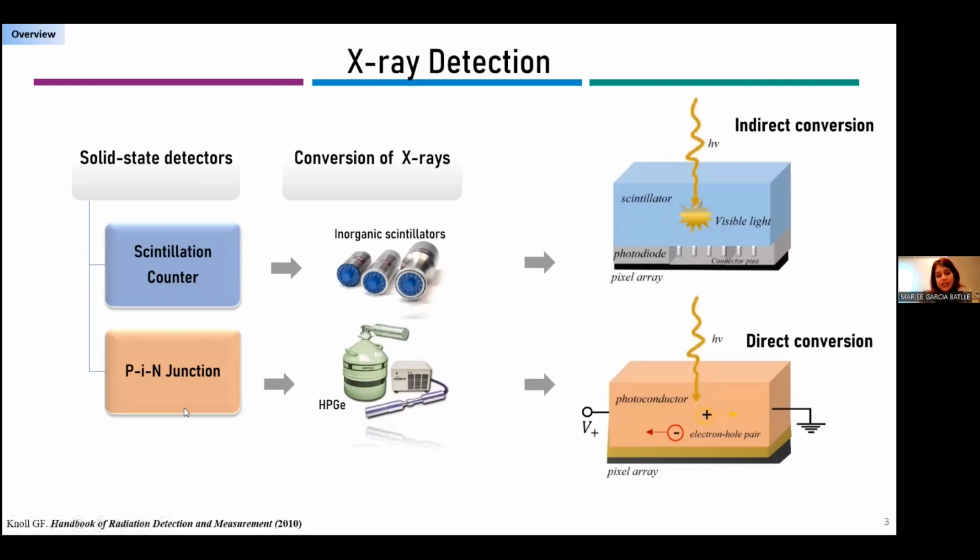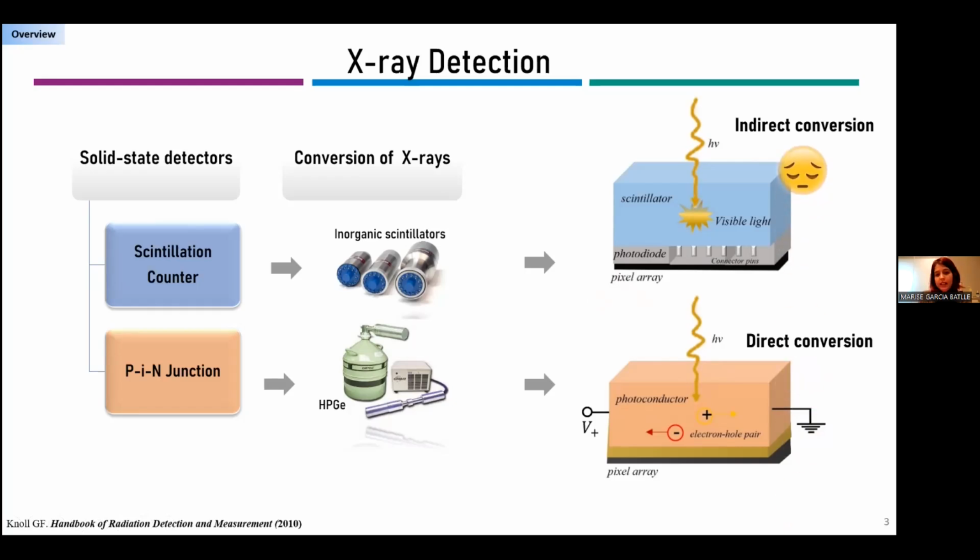The second case is the p-n junction, which is based on semiconductor material, germanium-based or silicon-based, where we can observe direct conversion, which is more reliable, because you apply a reverse bias and you can convert the X-ray directly into an electrical signal by collecting charge.